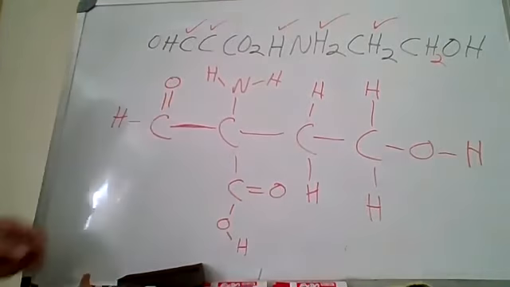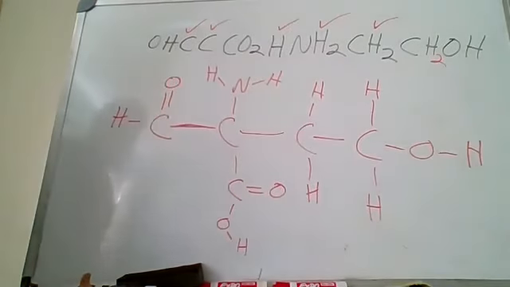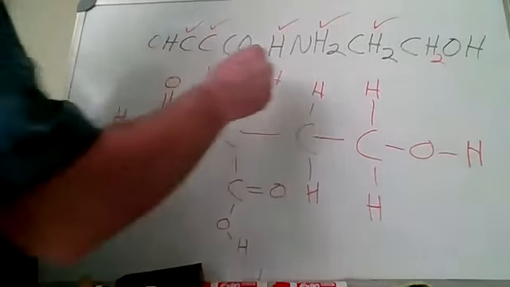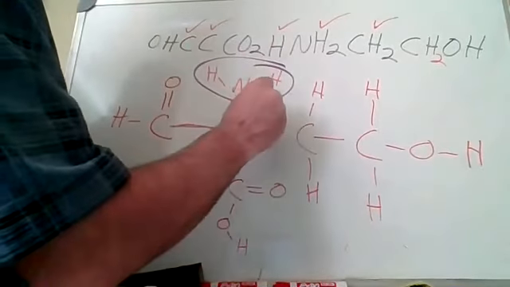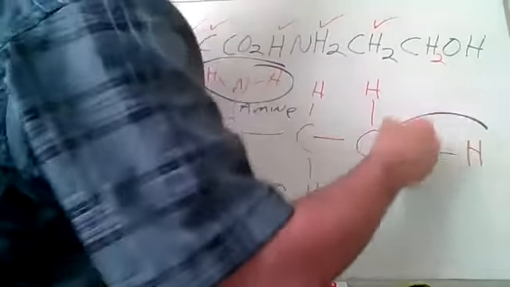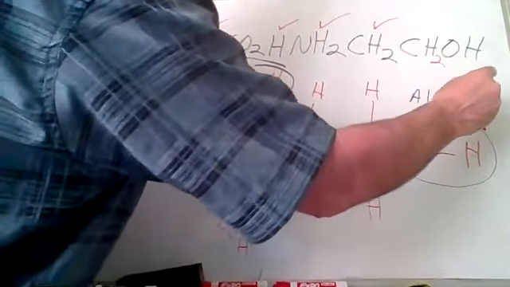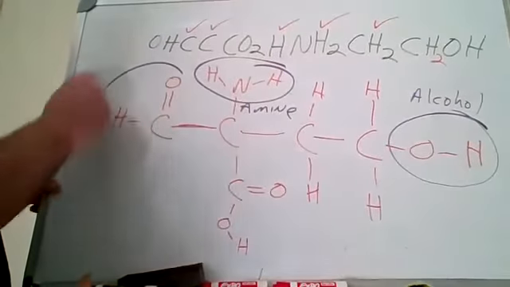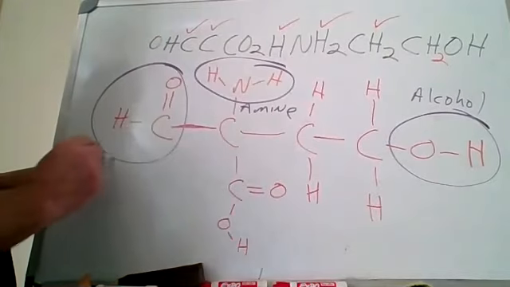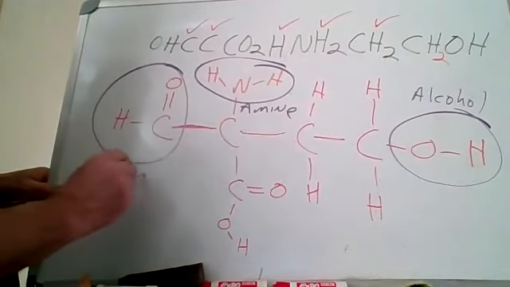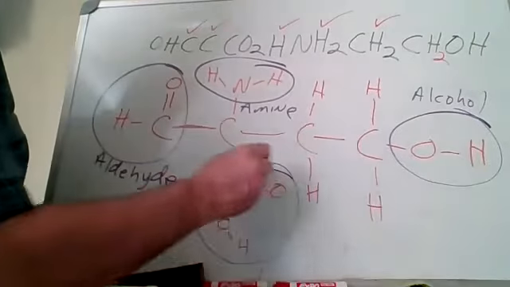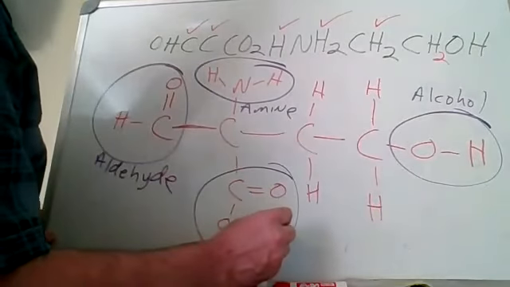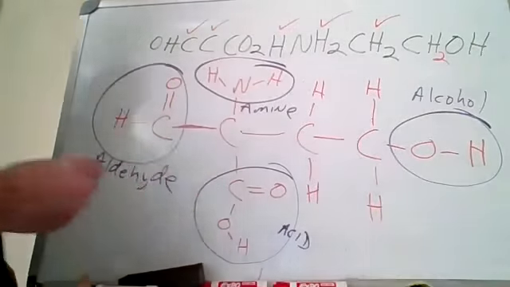Okay, so what about functional groups? Well, let's see. I see an amine group here. I see an alcohol here. I see an aldehyde here, not a ketone. We never did one with a ketone. And down here, I have the carboxylic acid. I'm just going to write acid. It's carboxylic acid.